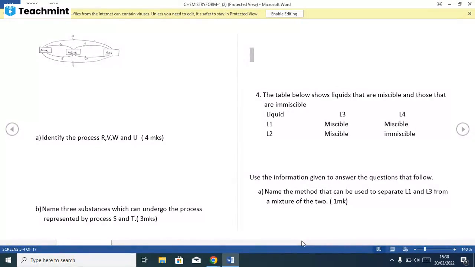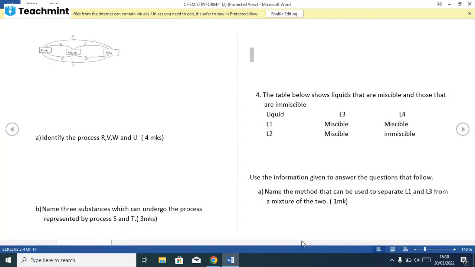There is solid, there is liquid, there is gas. There are symbols there. Okay. So from solid to liquid is melting. Liquid to gas, evaporation. Gas to liquid, condensation. Liquid to solid, freezing. Solid to gas, sublimation.